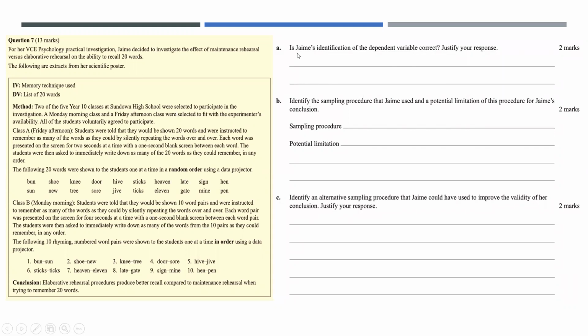Okay, is Jane's identification of the dependent variable correct? Justify your response. So if we look back to the scenario here, we can see that this is how she identifies the DV. Isn't ability to recall the DV? Yes. So list of 20 words.